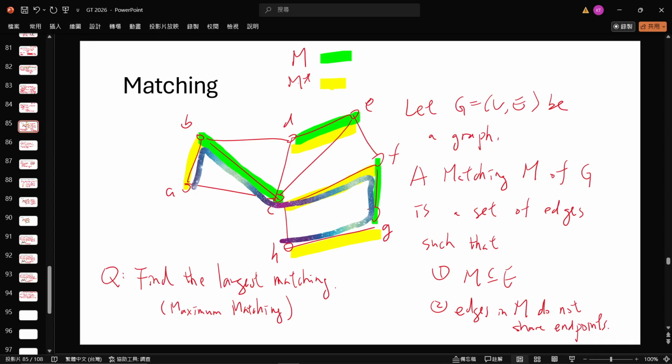So the hint is that we can only use the edges in the two matchings. Okay, so you can use the yellow edges, and you can also use the green edges. Okay, and the goal is to create an M augmenting path.